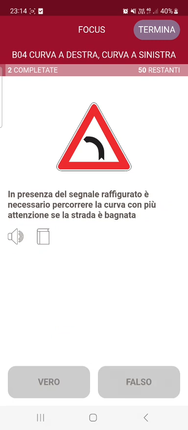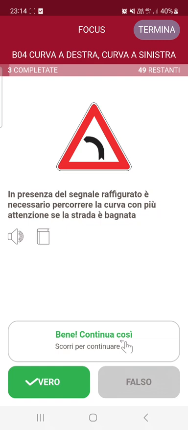In presenza del segnale raffigurato è necessario percorrere la curva con più attenzione se la strada è bagnata. Verissimo. What does he say? He said in the presence of this sign it is very advisable, necessary, to drive on the curve with more attention when the road is wet, like bagnata, when maybe it's raining or something like that. So you should always ply the road with particular attention.